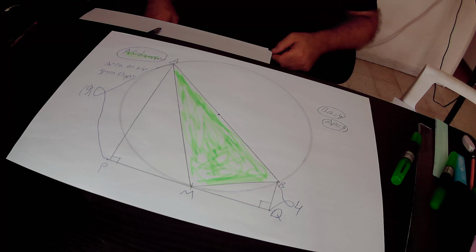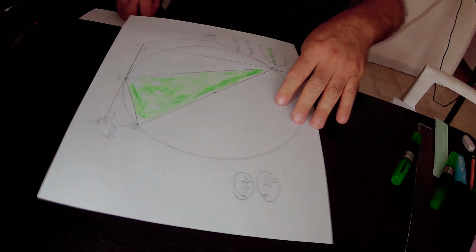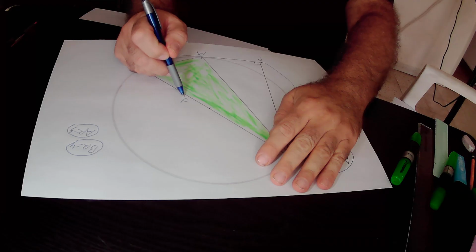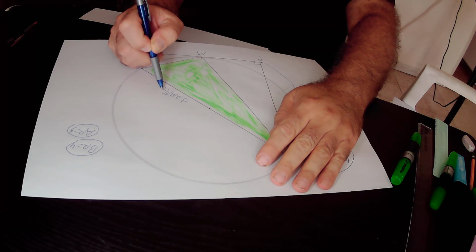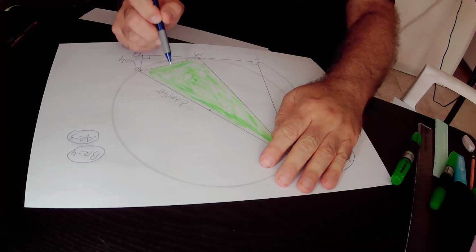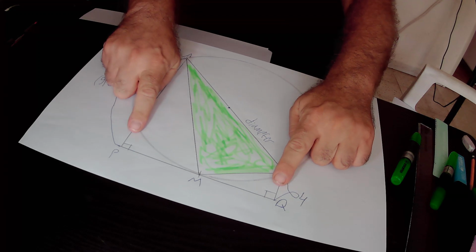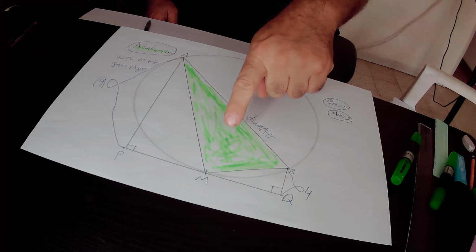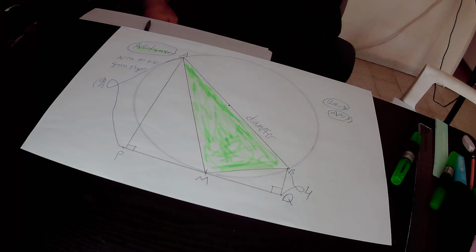So it is given in the question that chord AB is the diameter of the circle. In addition, we know that those two angles are both right angles. PQ is a tangent to this circle, and point M is the point of tangency of tangent PQ with this circle.